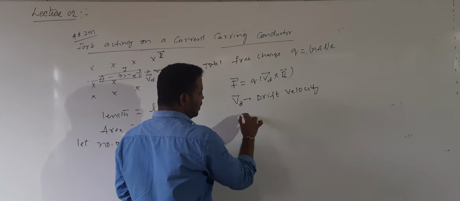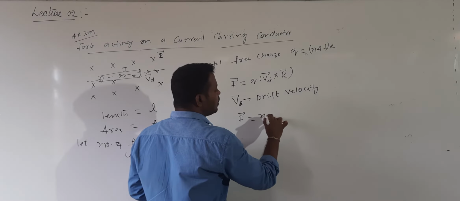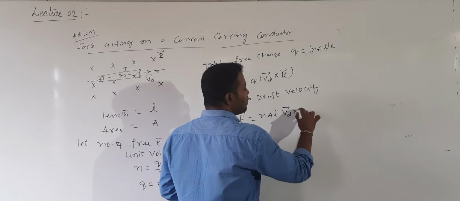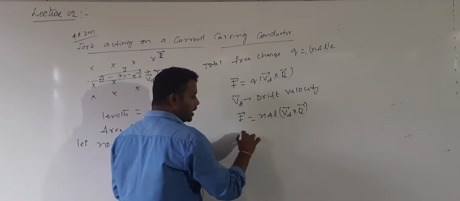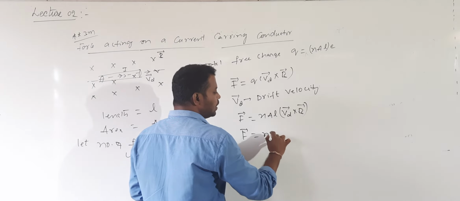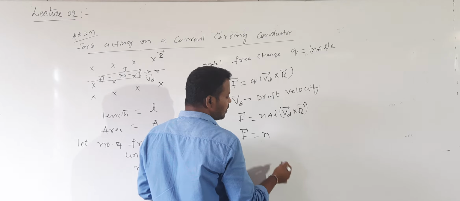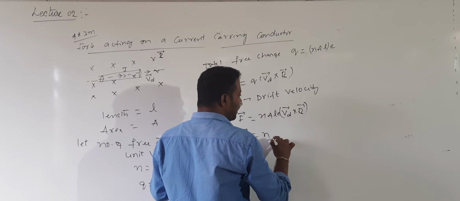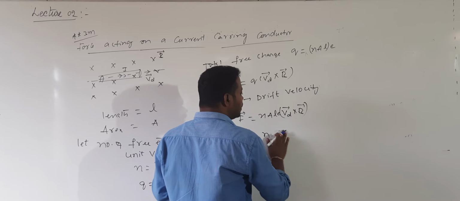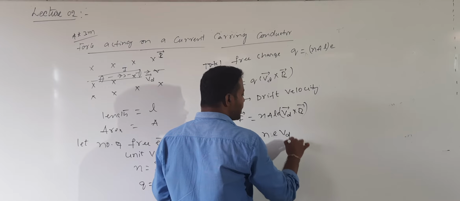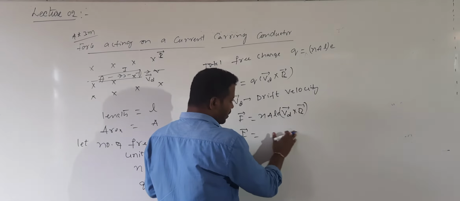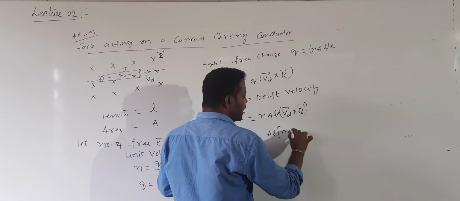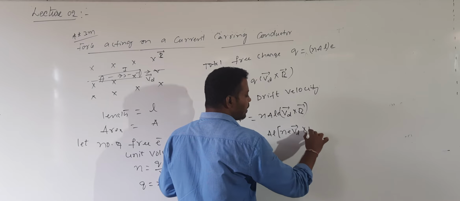F bar. Q value, how much? N into A into L into VD bar cross B bar. Can I write F bar is equal to N into A into L into E, since E is also there? So can I write N into E into VD. I will write the outside value A into L outside, and inside N into E into VD bar cross B bar.